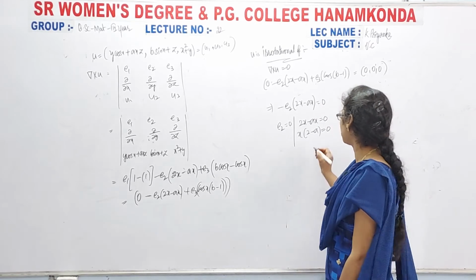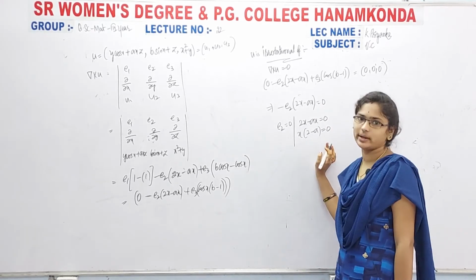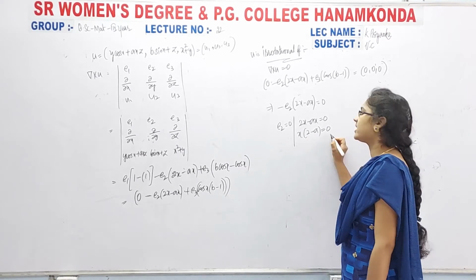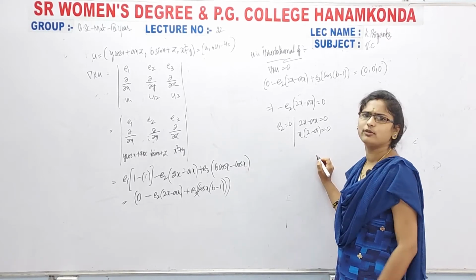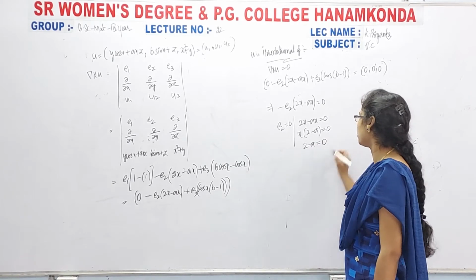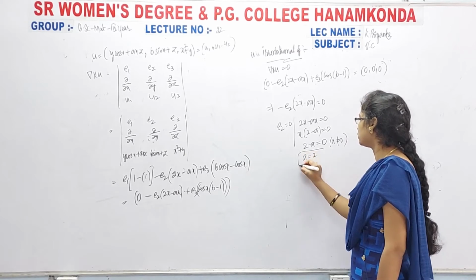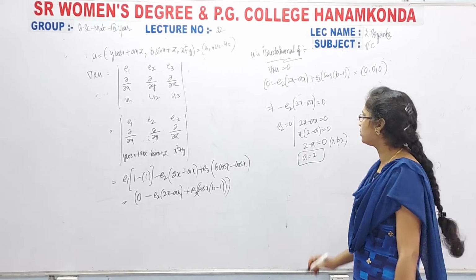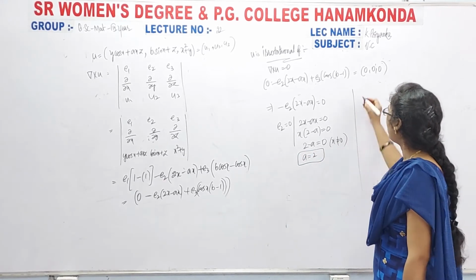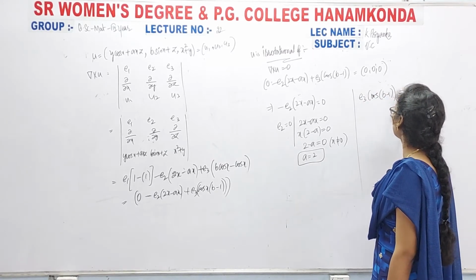Again from this we have x is equal to 0 or 2 minus a is equal to 0. If I take x equal to 0, obviously the entire problem will be cancelled. So that is why I am taking 2 minus a is equal to 0, because x is not equal to 0. Therefore a is equal to 2. So what is the value of a here? 2.